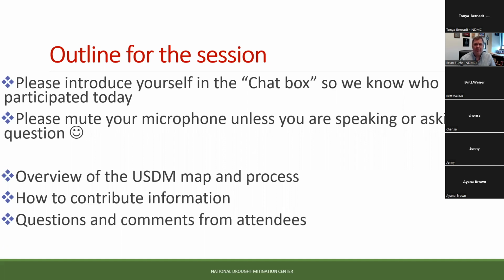So what we're going to be covering today is the overview of the US Drought Monitor map and the process that we go into making that map. How can you contribute? There are several different ways to contribute to the making of this map. Some of them are more regular, what I call operational type of efforts, and others are when the occasion has merit to do so. And then, like I said, at the end, we'll cover all the questions and comments that you may have.